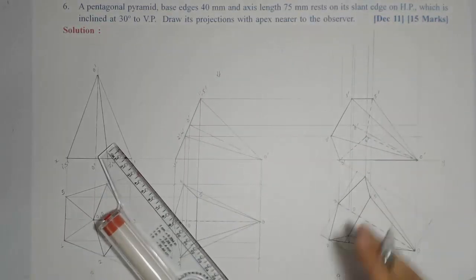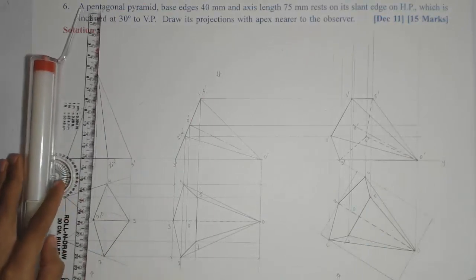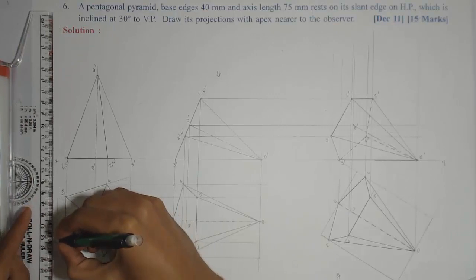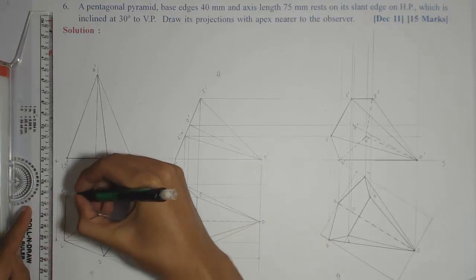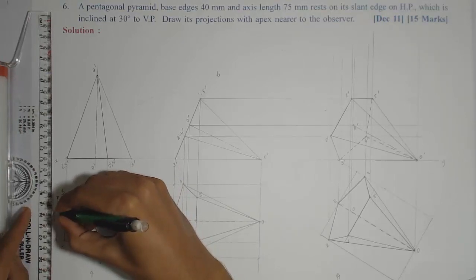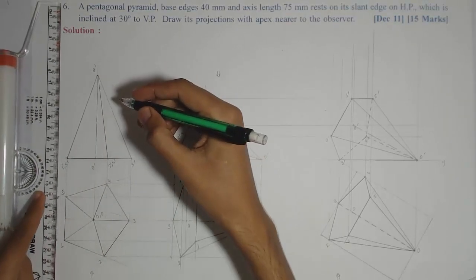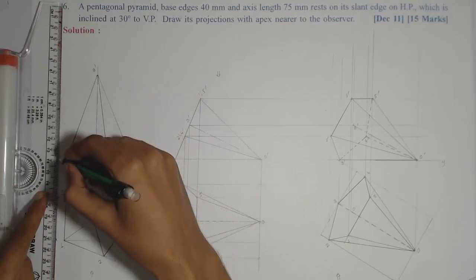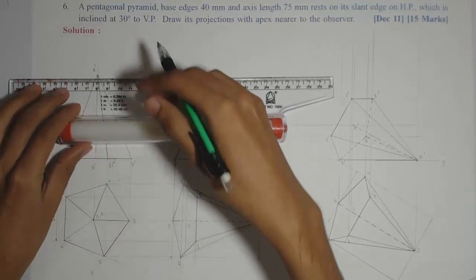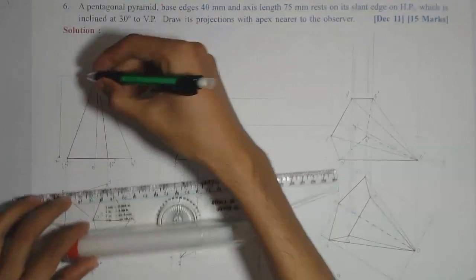Now the remaining step is to complete the solution, but we need to show the dimensions here. So the base edge is given as 40, axis height 75.